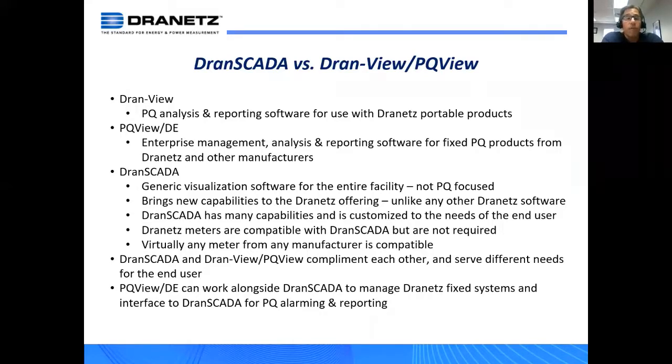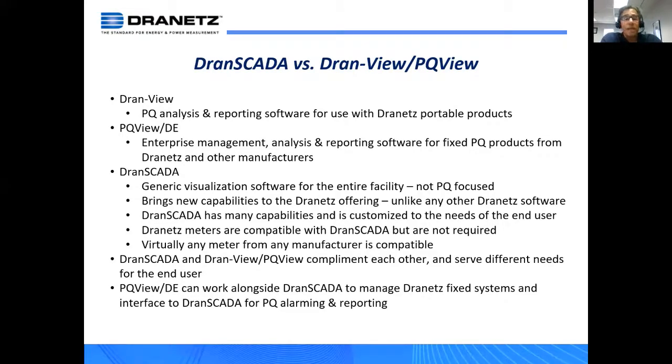Similar but a little different, PQView and its Dranits edition, PQView DE, well, they're enterprise management software. Again, the focus is on power quality, but it's for analysis reporting for fixed PQ products from Dranits in the case of PQView DE, and from Dranits and other manufacturers in the case of PQView. So visualization software for power quality, wave shapes, trends, and things, but all things power quality. They're very good, but it's not generic software for your facility.